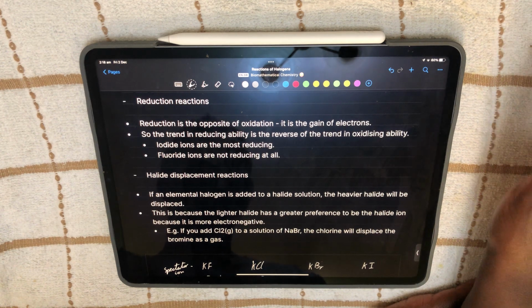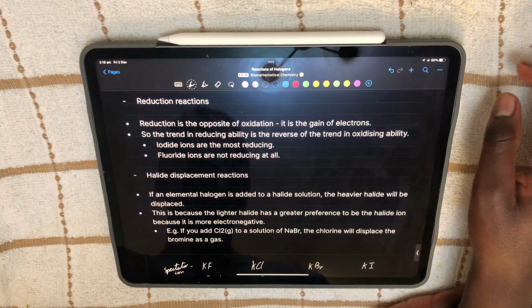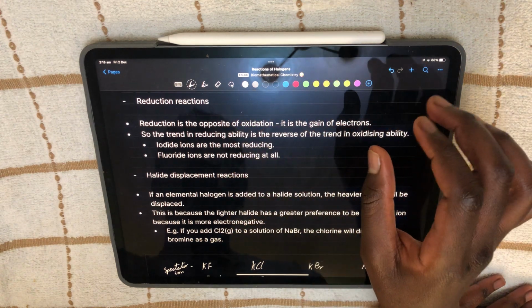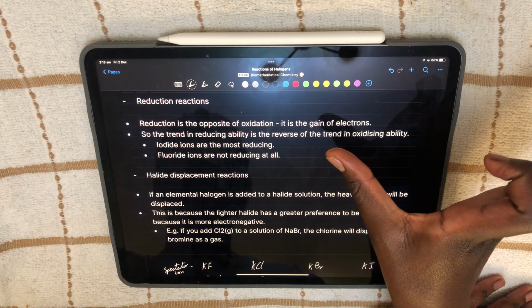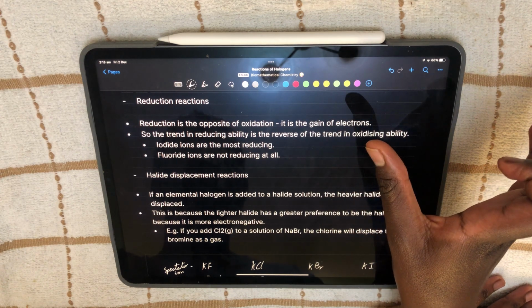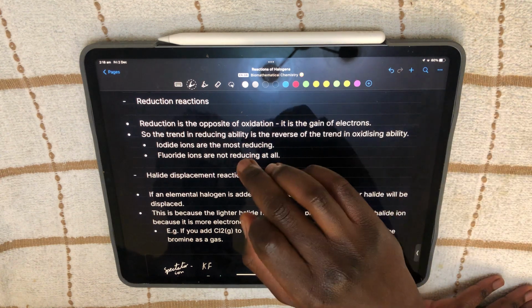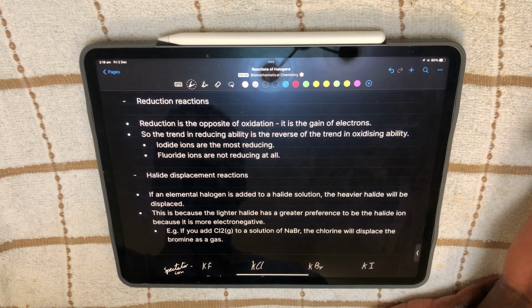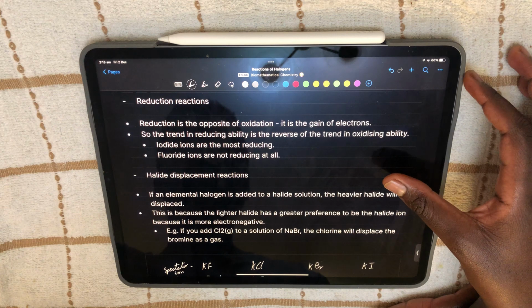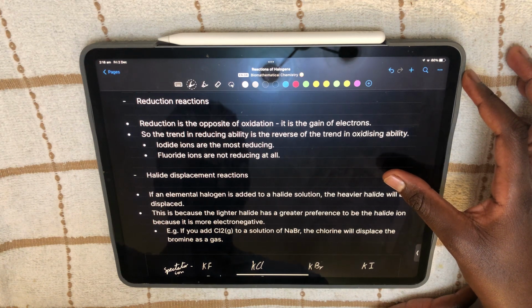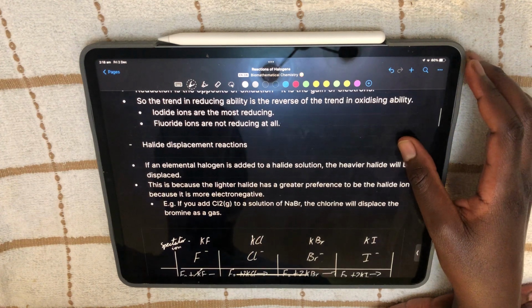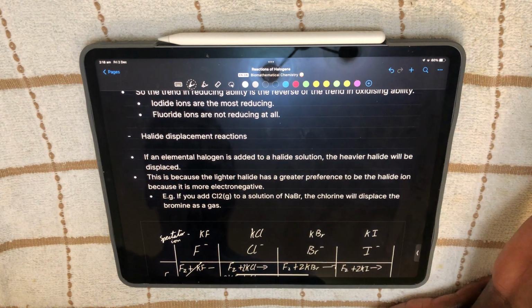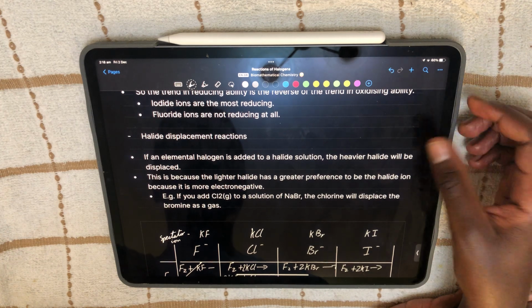They're the best at reducing other compounds, because iodide is not very electronegative and is a very large ion, so it has a very weak first ionization enthalpy, and it's very easy to remove an electron from its valence shell, and therefore it's very good at being oxidized itself and reducing other compounds. And obviously fluoride ions are not reducing at all. It's very difficult to remove an electron from a fluoride ion.